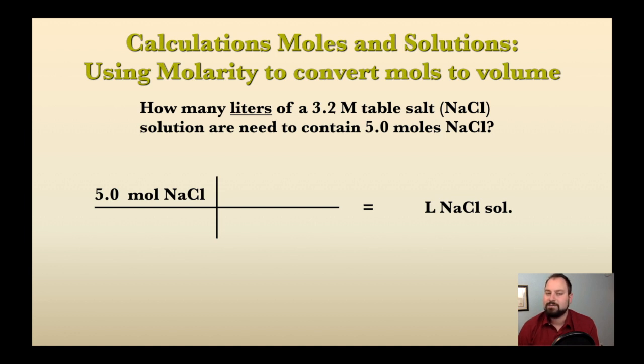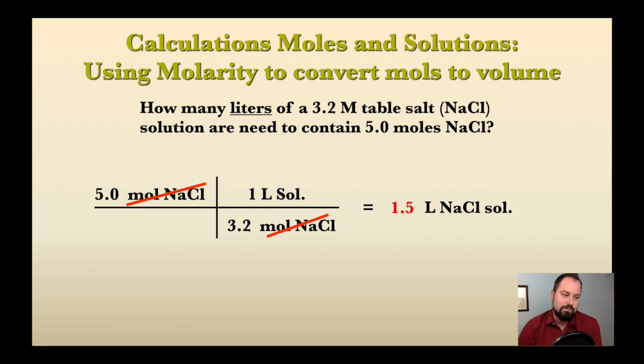You notice how many liters of this solution is the actual question. Make sure you get the units right. The moles are just of sodium chloride. The liters are going to be of solution, because molarity is moles of solute per liter of solution, which means I need the moles on the bottom, so 3.2 is going to be on the bottom, so those can cross out, which means our liters of solution are on the top. SOL period being an abbreviation for solution. Moles and moles cancel out, giving us 1.5 liters of sodium chloride.